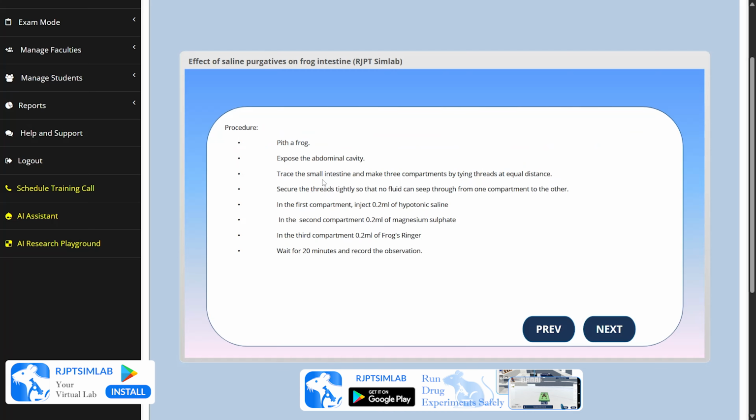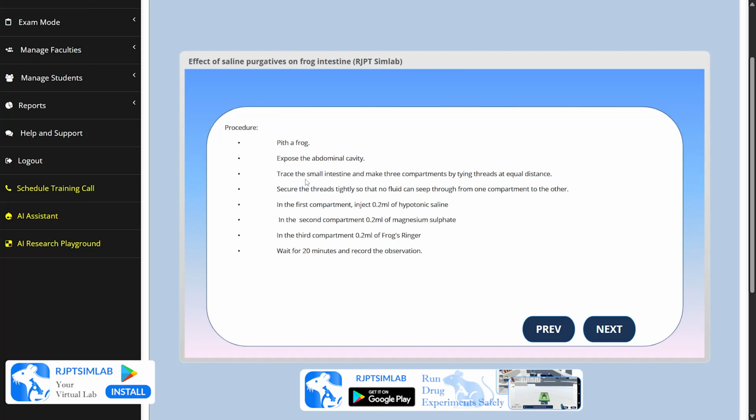Now let us see the procedure for this experiment. The first step is to pith a frog, which means we have to pick a frog and place it on the dissecting plate or dissecting board. Then expose the abdominal cavity. We have to face the frog upwards and cut the abdominal skin portion for the exposure of the abdominal cavity.